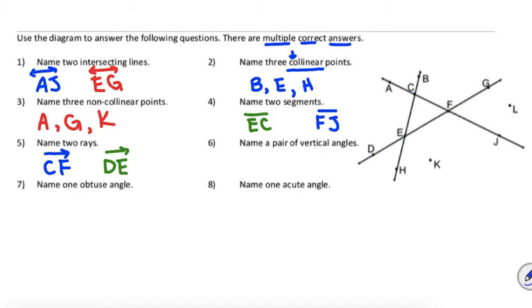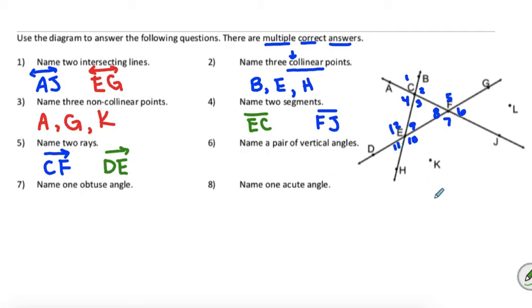On number 6, name a pair of vertical angles. Okay, so again, this is where I like to throw in angle numbers, angle 1, angle 2, angle 3, angle 4. Every location has 4 angles. So I'm going to put in all the angle numbers here. So I did 1, 2, 3, 4 at this intersection, 5, 6, 7, 8 at this intersection, 9, 10, 11, 12 here at this intersection.